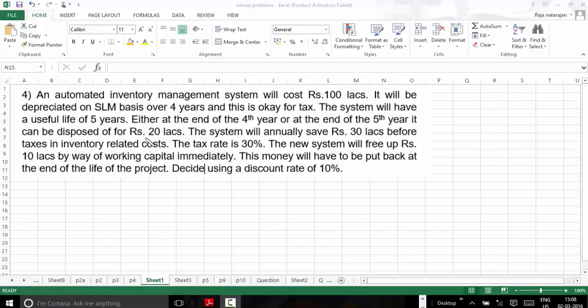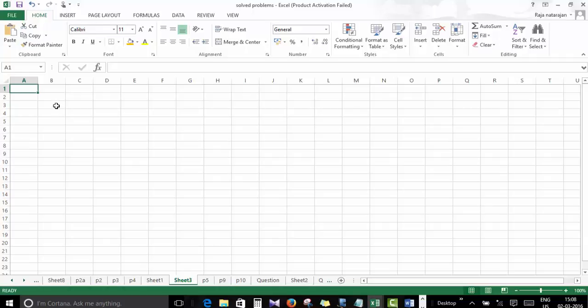And the disposal value is going to be 20 lakhs, and when it is sold, then working capital will again come into picture. So 20 lakhs, if you are going to sell, you have to incur 10 lakhs on working capital, so your net salvage will be only 10 lakhs. So what we'll do, let's start calculating the NPV, assuming the project is going to be used for 4 years life, because it can be sold at the end of 4 years or 5 years.